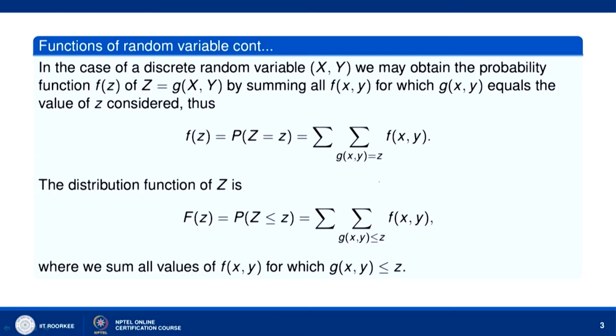So, in the case of the probability function f(z), we will take the sum over all those pairs of values of (x, y) such that g(x, y) equal to z. In the case of cumulative distribution function F(z), we shall take the sum over all those values of f(x, y) where the pair of values of (x, y) satisfy g(x, y) less than or equal to z. So, we sum over all values of f(x, y) where g(x, y) is less than or equal to z.